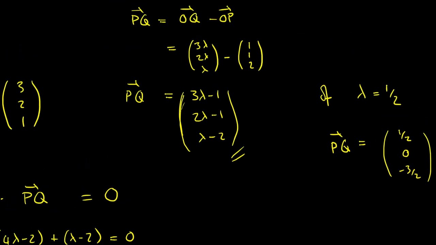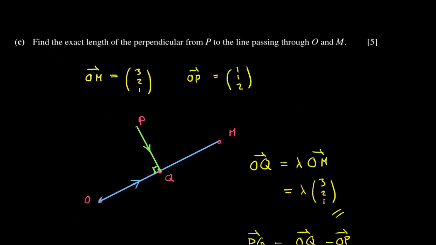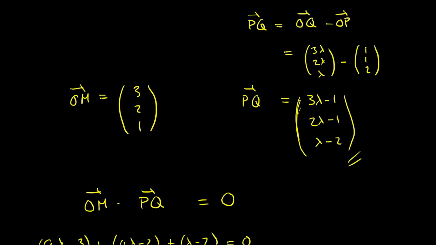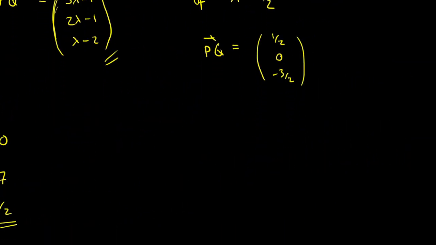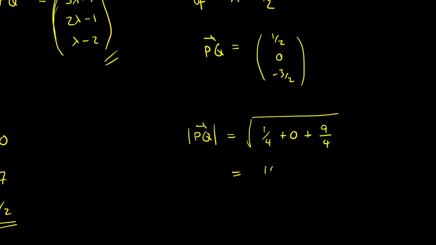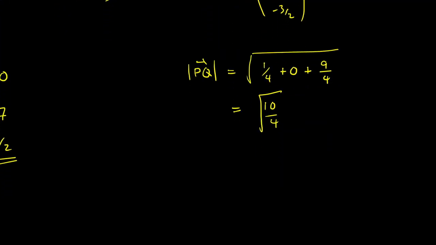So we've now found on our diagram the green thing. And what do we want? We want to find the exact length. Well, how are we going to find the exact length? We just have to find the magnitude of that vector. So the magnitude of PQ is going to equal the square root of a half squared, which is a quarter, plus 0 squared, which is 0, plus negative 3 upon 2 squared, which is 9 upon 4. And if we do that, that's going to be the square root of 10 upon 4, which is the same thing as the square root of 10 upon 2. And that should be our answer.